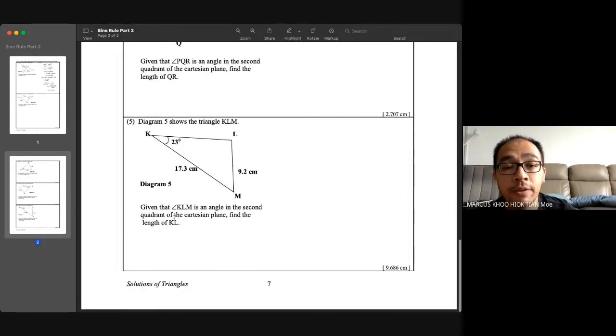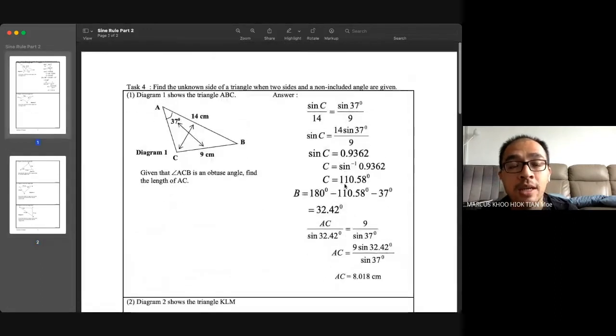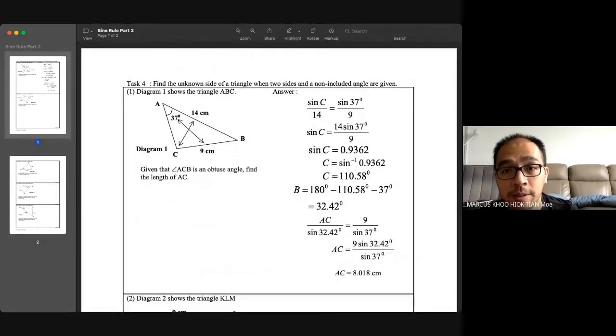Same thing with number 5, KLM. This angle over here, L, is an angle in the second quadrant of the Cartesian plane. It means it is an obtuse angle. So please make sure that you answer the question correctly. Questions 1 until 5 are all obtuse angle questions.